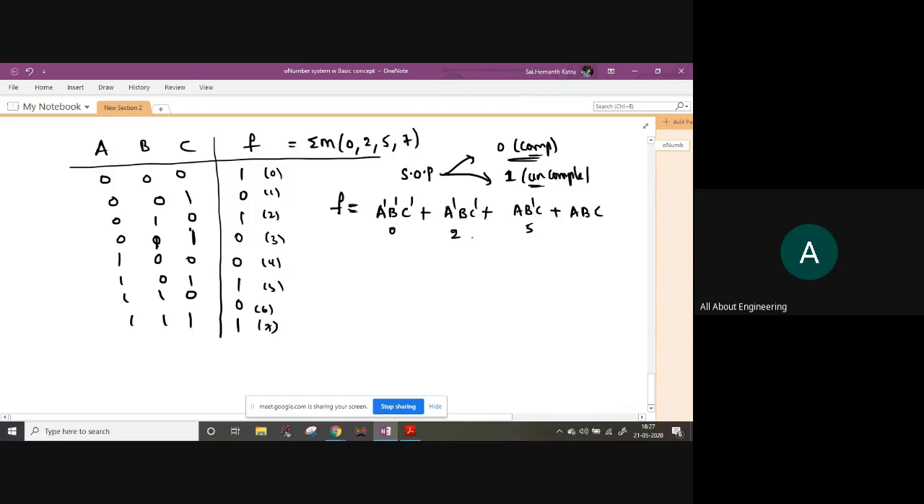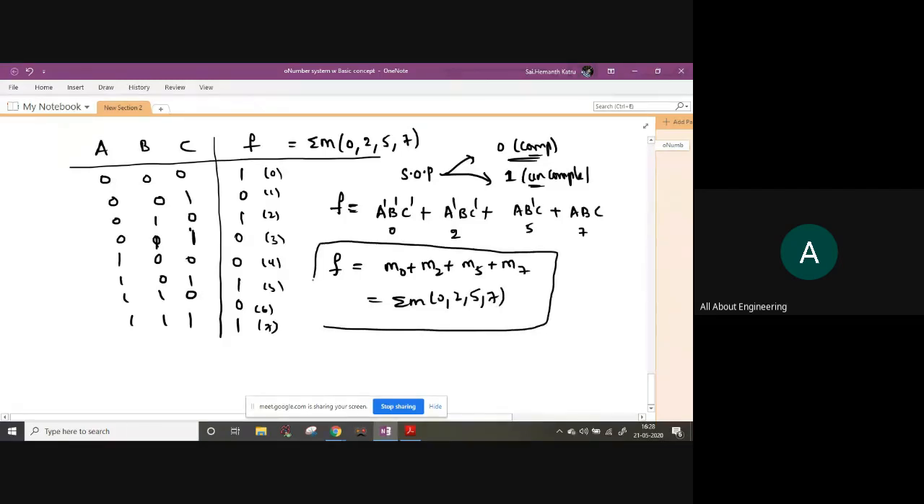Now you got the function. This is called SOP representation, or canonical SOP representation, or standard SOP representation. This is also called minterm 0 plus minterm 2 plus minterm 5 plus, this is corresponding to 7, minterm 7. So this is my function, which is nothing but sigma m of 0, 2, 5, 7. So this is the standard representation. This is an SOP form.